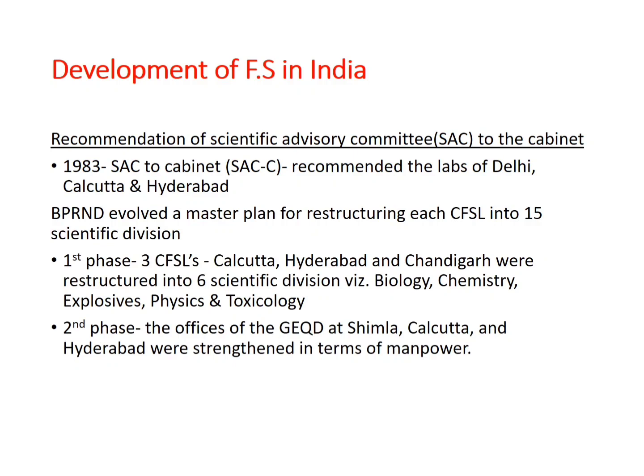Based on the observation of the expert group of the Scientific Advisory Committee to the Cabinet, BPRND evolved a master plan for restructuring each CFSL of the BPRND into 15 scientific divisions. In the first phase, the three Central Forensic Science Laboratories at Calcutta, Hyderabad, and Chandigarh were restructured into six scientific divisions, that is biology, ballistics, chemistry, explosives, physics and toxicology.